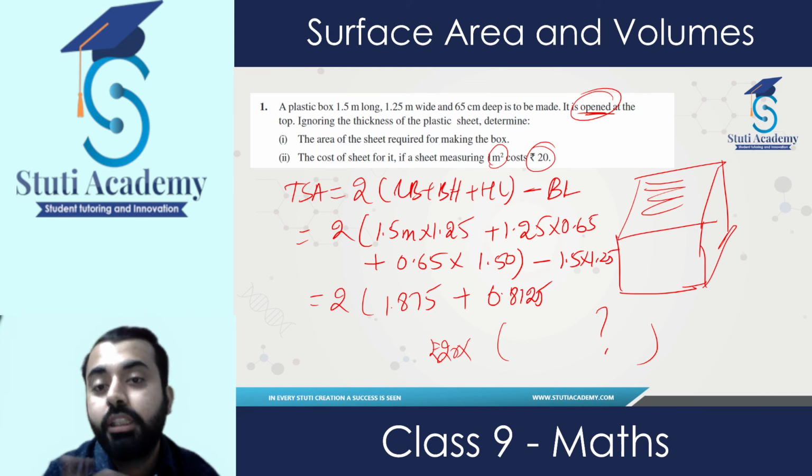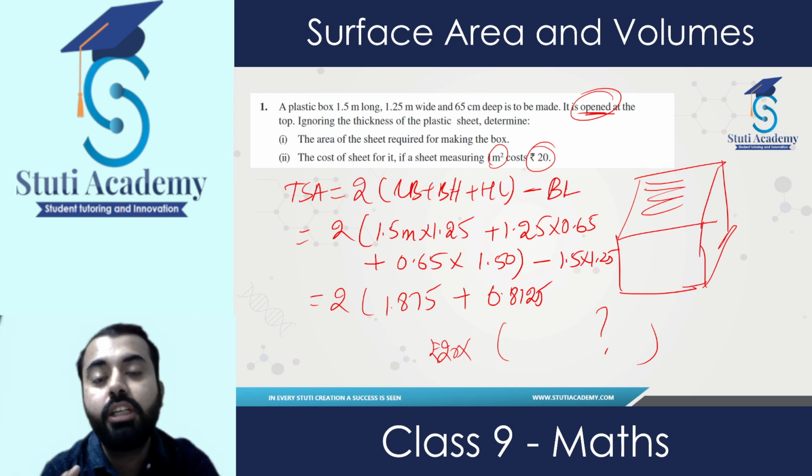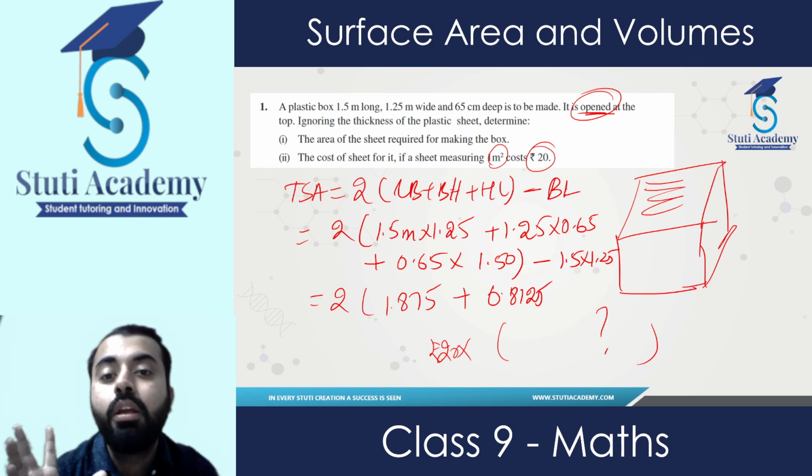So in this case, you had to find out its area. You knew it was open at the top, so you do it in two ways. Either you can do it the way that we did our eighth sum, in which we did this.